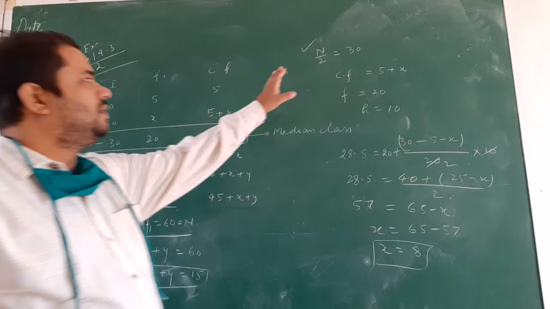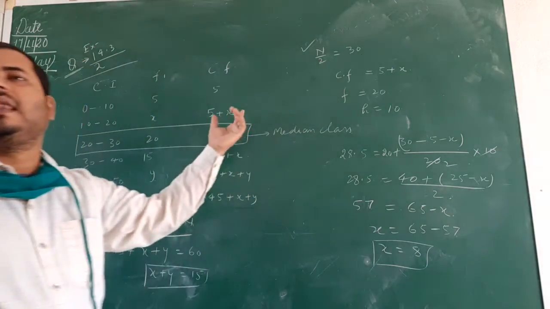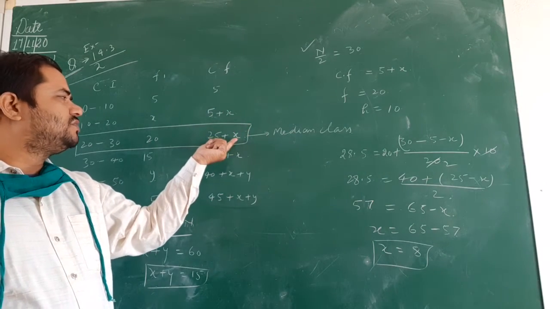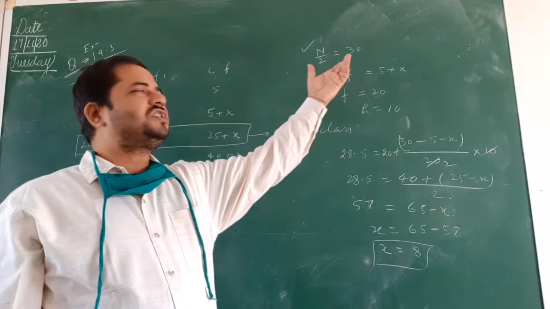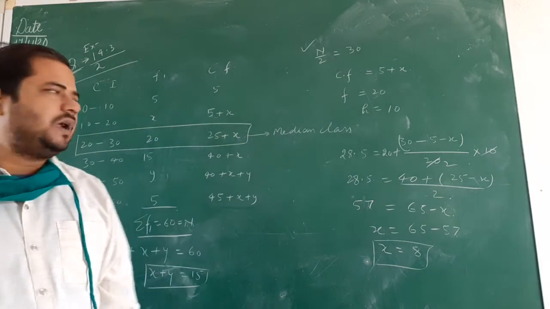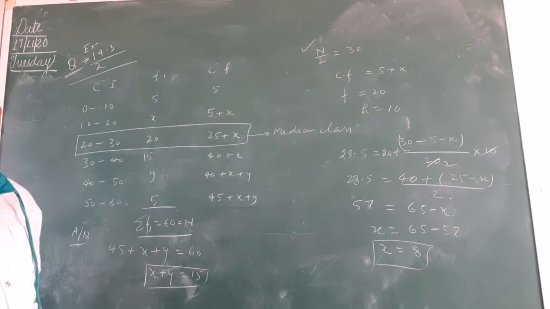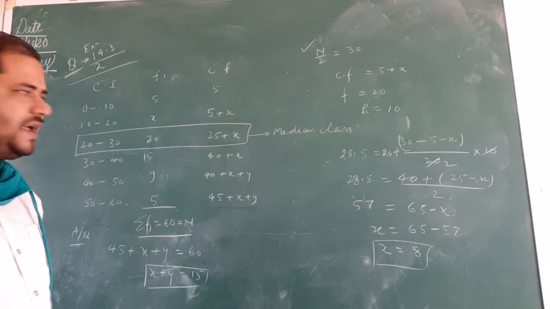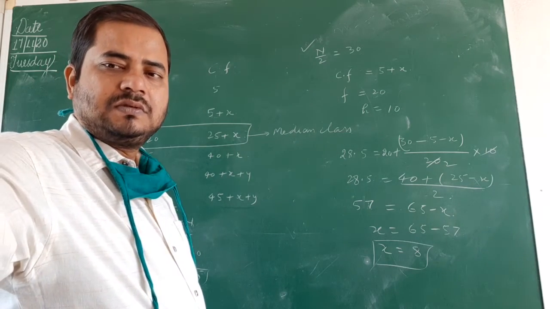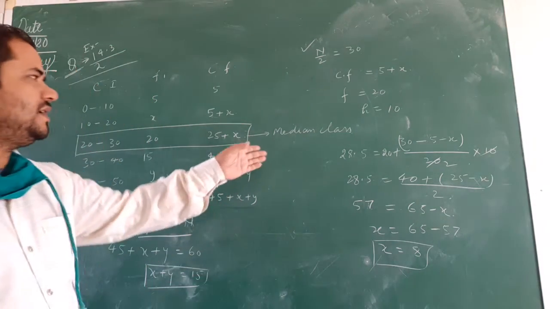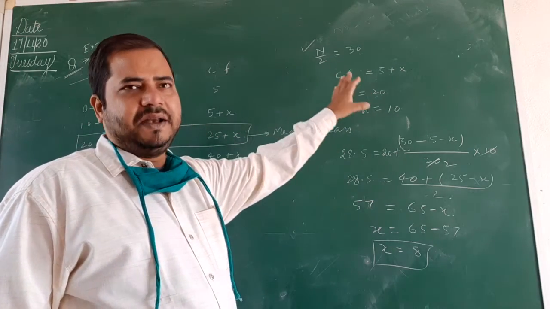So see, in the cumulative frequency table, where n by 2, that means 30, lies. If you see here, 25 plus x is the greatest and nearest value to n by 2, and that's why we select this as the median class. This is the median class, and we write the values: CF, that means cumulative frequency preceding the median class.